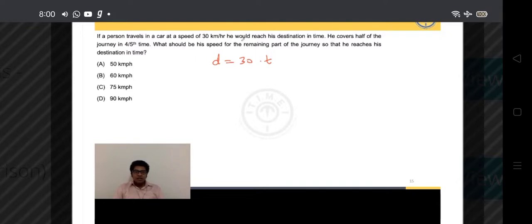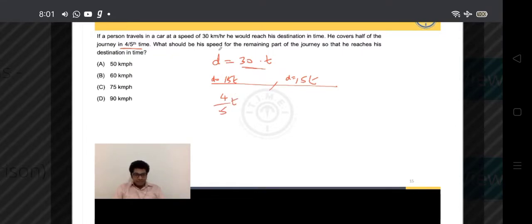He covers half of the journey in 4/5 time. So the total distance is how much? 30t. So I have 30t distance. So half of the distance, let's say 15t. The remaining half will be the other 15t. He covers half of the distance in 4/5 time. So this 15t, what is the time taken by me? 15t is the distance here. Okay, this is not the time. This is the distance because distance equals 30 times the time taken. This 15t distance is traveled by me in 4/5 time.